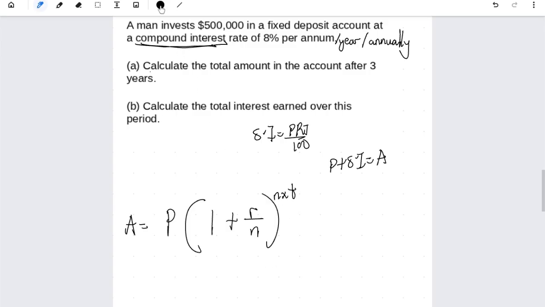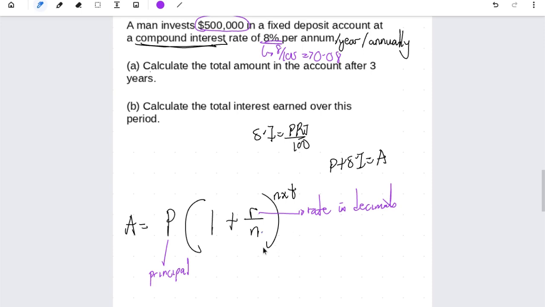So I'll explain everything for you one by one. Let me use a different color. P obviously is your principal, which is your 500,000, the initial amount. R is going to be your rate in decimals. It means that this 8% that's here, you have to change it to a decimal. 8% is the same thing as 8 over 100, which is 0.08. So your R is your rate in decimals. You have to remember that.